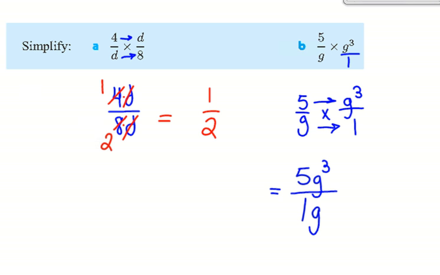So we look and see if there's anything we can cancel. G cubed is g times g times g. And in the denominator, we have 1 times g. So of course, we can cancel one of our g's. Or in other words, we've got 5g squared, or g times g, over 1, or just 5g squared.